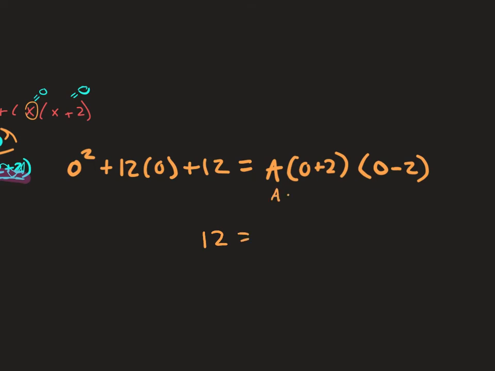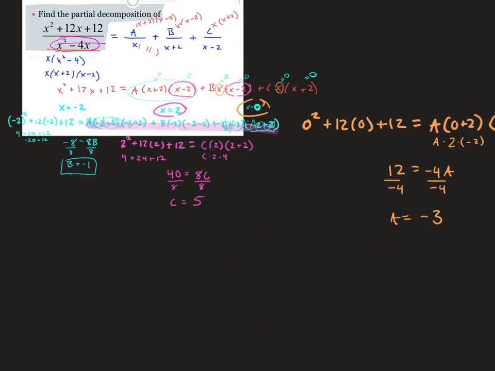On the right side, we have a times 2 times -2. So this would be -4a. Divide both sides by -4. So what do we get for a? -3. So we found our a, our b, and our c. So what do we have to do next? Plug it in.